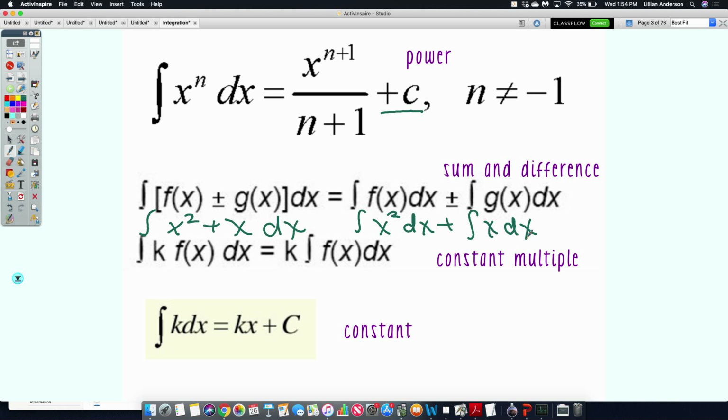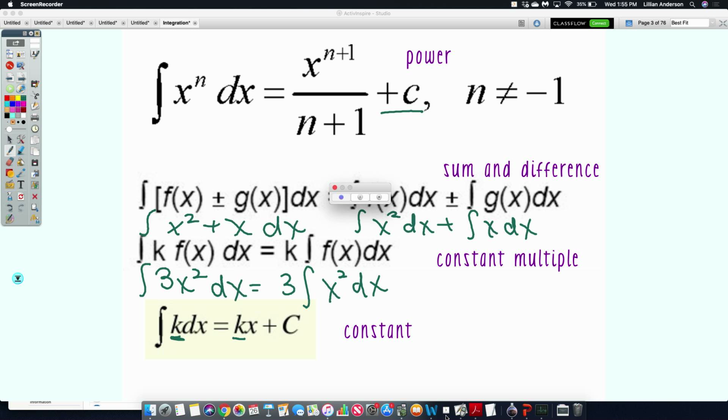Okay? Constant multiple rule. If you have a number in front of a function that you're trying to do the antiderivative of, you can basically bring that constant to the front and then just do the antiderivative with just x squared, not so much with the 3. Lastly, the antiderivative of any constant is always that constant times x. And then, of course, your plus c. You always have plus c whenever you have an indefinite integral. And that's the one without the bounds.